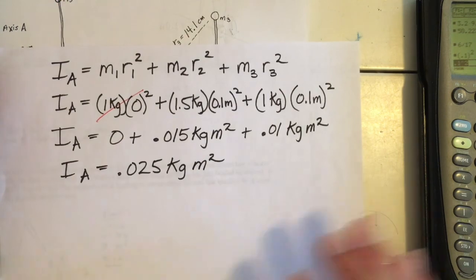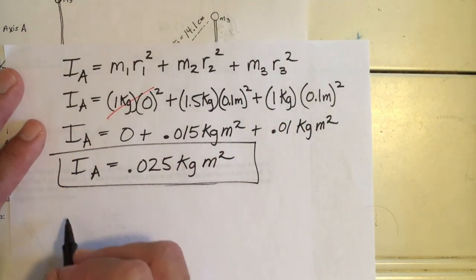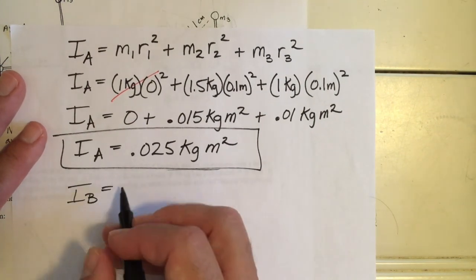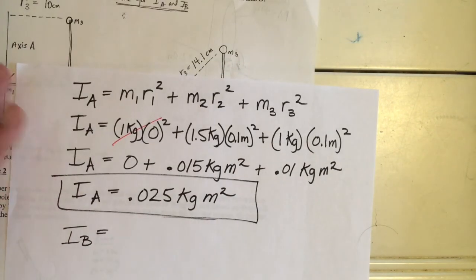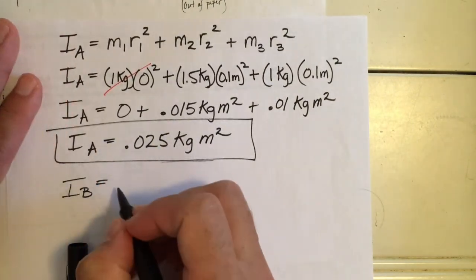All right. Okay, so there we have the moment of inertia of object A. Let's go ahead and find the moment of inertia of object B. It's going to be the same one, but slightly different, right? So we can see here the same formula is going to apply.